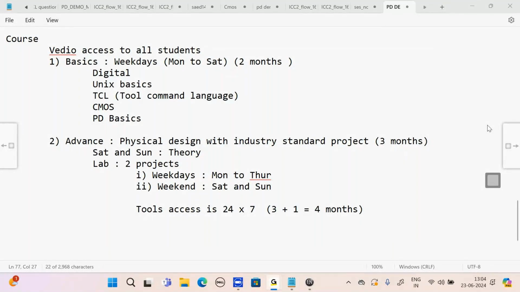Batch means I am telling you, at a time we cannot take a class for more than 35 students in advanced because the license we have is limited. So I cannot ask 60 students to work together because we have limited licenses. One student may get a license, another student may not. If we ask all 60 students to work together, then we will split the entire batch into two batches. One batch is of 35, another batch is of 35. One batch will work in the morning, one batch will work in the afternoon.